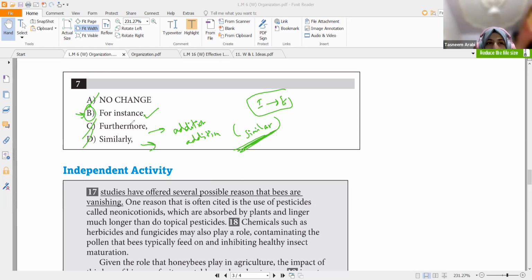Can you repeat the use of similarly? It's addition. You're adding another idea, but it's similar to the previous one. Okay.